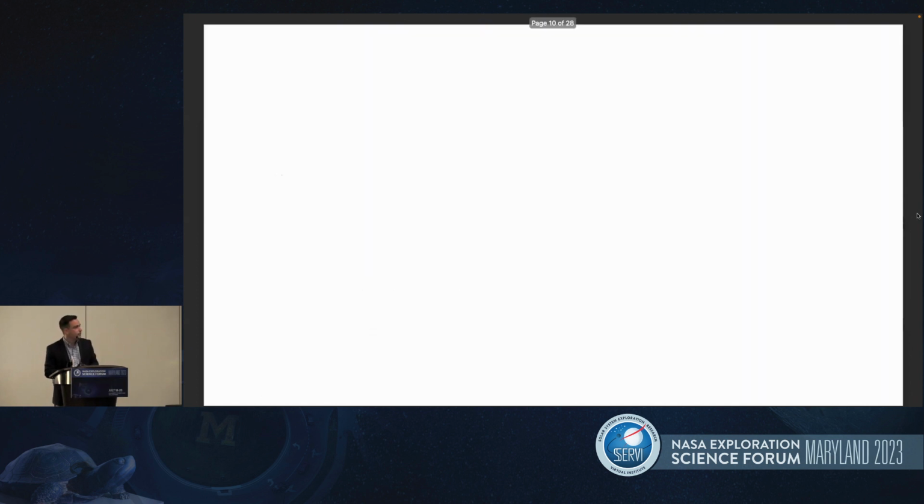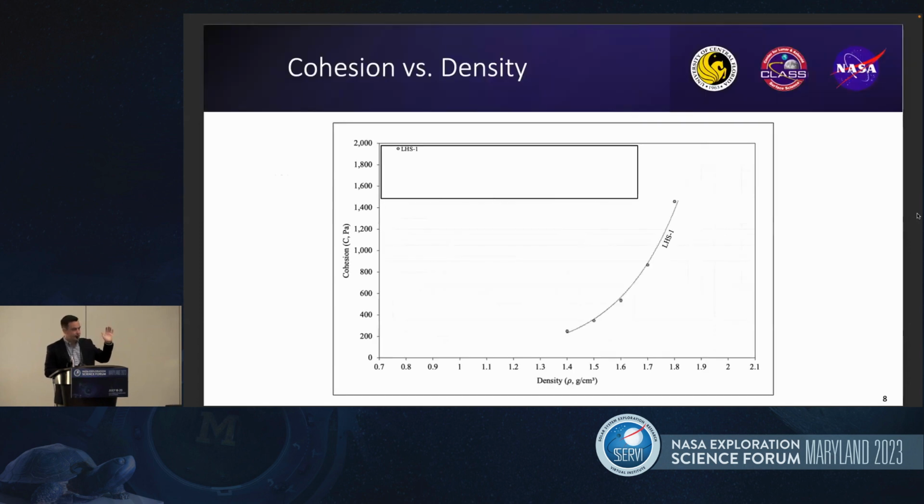Next slide. Okay, so that last plot I was just showing you of a single line, that's literally one point on this diagram. So right here, I'm just showing LHS and what that looks like. So on the x-axis, you have density or bulk density, so including porosity. And on the y-axis is cohesion. I'm just going to build this for you because it gets a little busy.